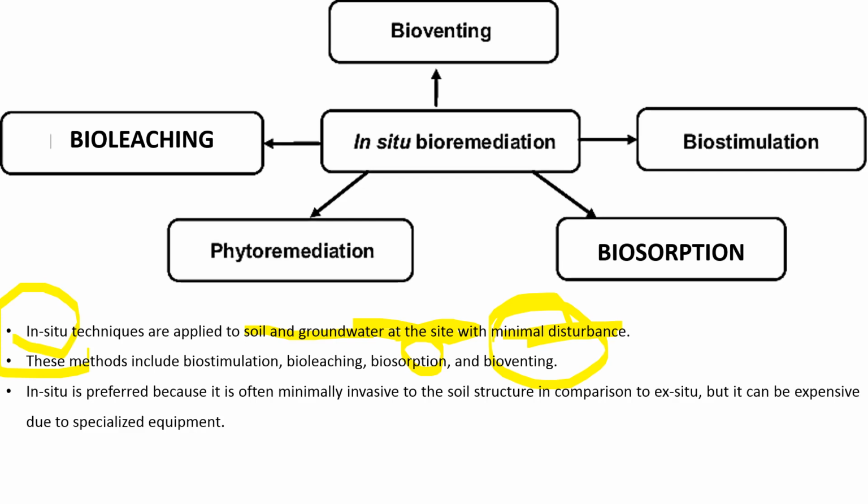But all the resources for bioremediation have to be taken to the place of contamination. Naturally, we need specialized equipment because we are taking the remediation to the place, and because of that, this technique is going to be a bit more expensive than ex-situ, but of course, it is minimally invasive to the soil. So what are the different techniques that we can see in in-situ bioremediation? You can see bioventing, biostimulation, biosorption, phytoremediation, and bioleaching. So we'll discuss these techniques one by one.